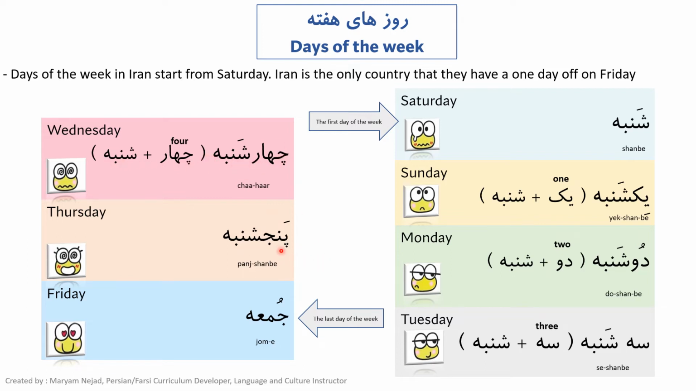And then this one, panj shambe, which is panj, number 5, and shambe. And then also memorize jum'e as well. So one more time, shambe, یک شنبه، دو شنبه، سه شنبه، چهار شنبه، پنج شنبه، جمعه.